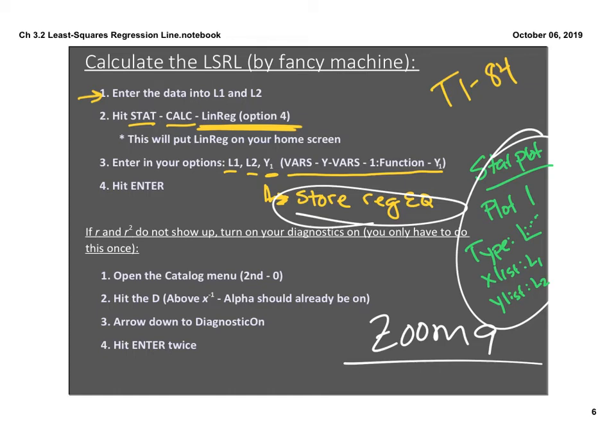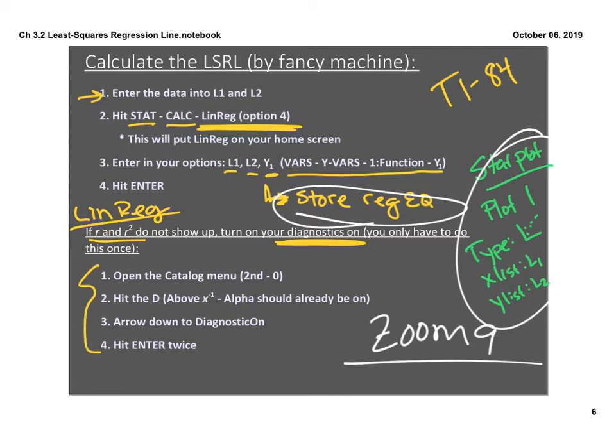One thing that you need to check, when you did your LinReg options, you should have seen R and R squared. R and R squared only show up when you have your diagnostics turned on. Now, if you've never done this before, your diagnostics might not be on. So this is the process to turn your diagnostics on.